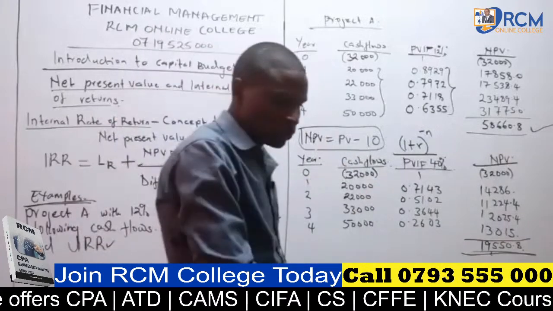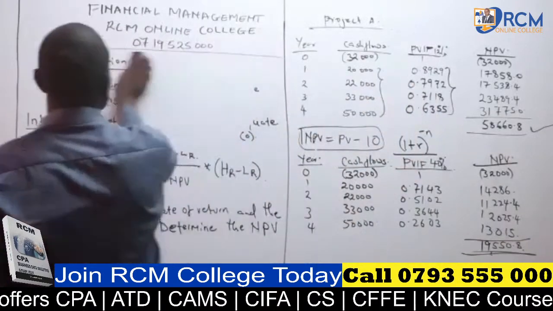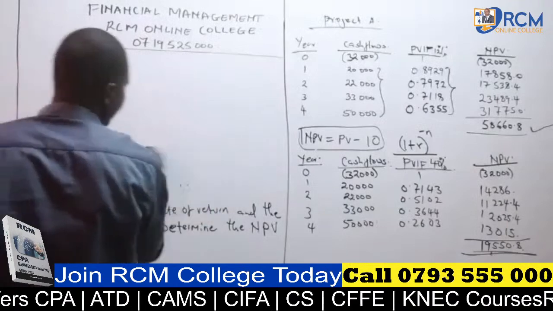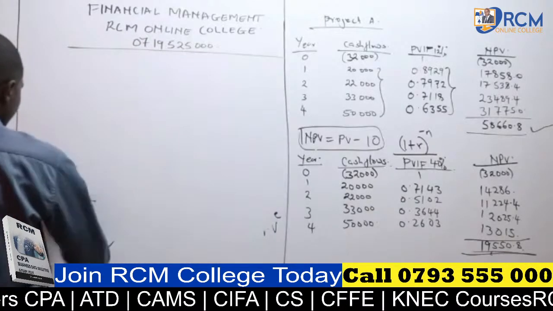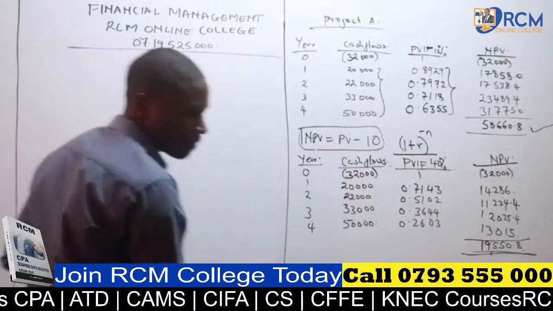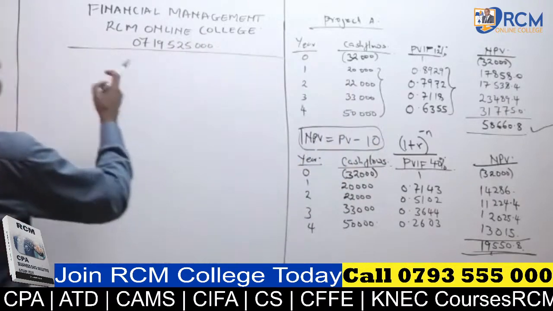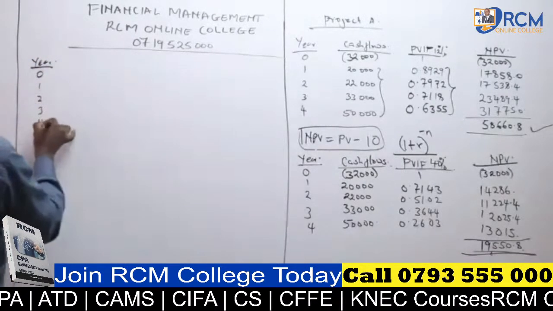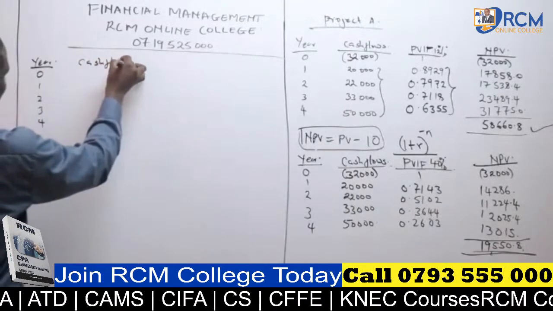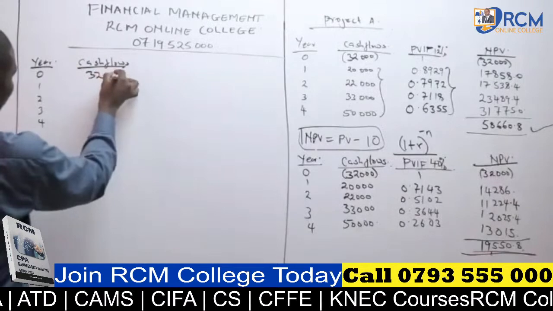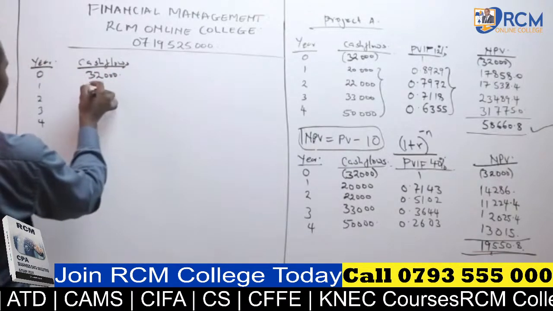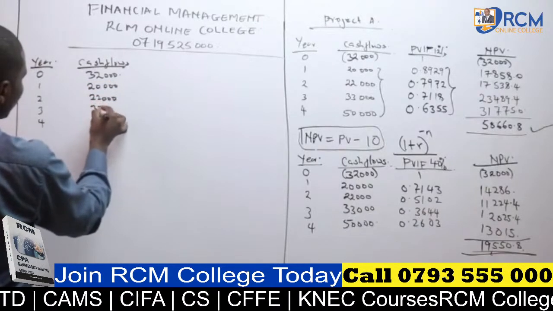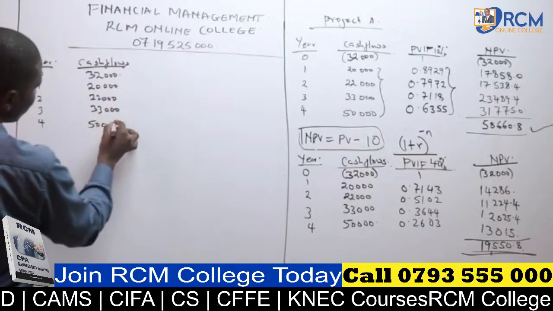So I go to use 60%. Trial and error method. Allow me to use 60. Remember, I need a negative NPV so that I'm able to compute my IRR. So now this one we can go very fast. Periods 0, 1, 2, 3, 4. Cash flows: 32,000, 20,000, 22,000, 33,000, and then 50,000.